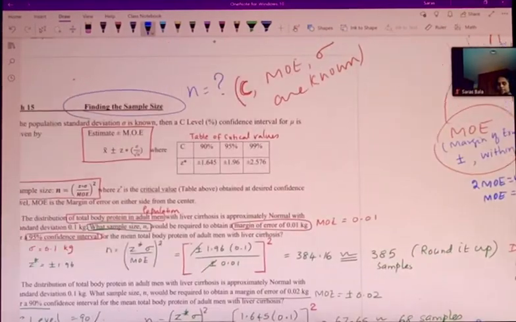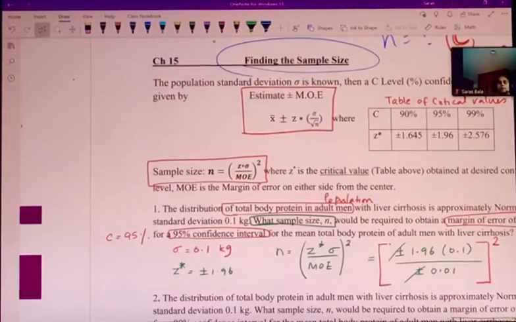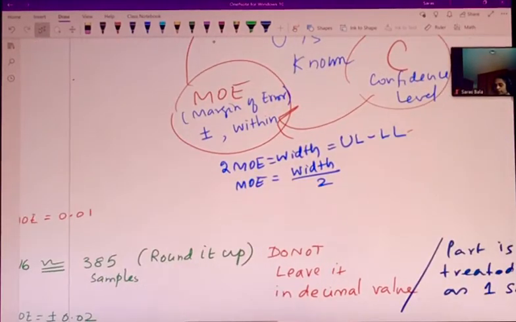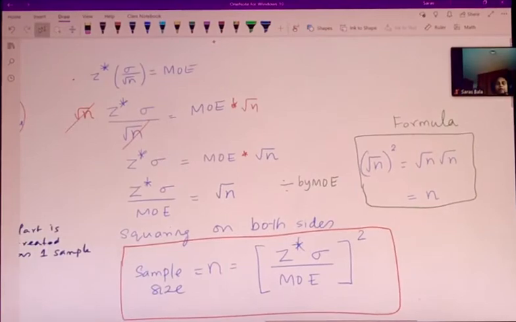If these numbers are given, then you are going to predict how large the sample should be. Yesterday we saw this formula in chapter 15, and it is given by z star times sigma over MOE, the whole square. Again, do not forget to square that. Squaring that number is very important. Otherwise, you are solving for square root of n. We don't want the value for square root of n. We want the value for n.